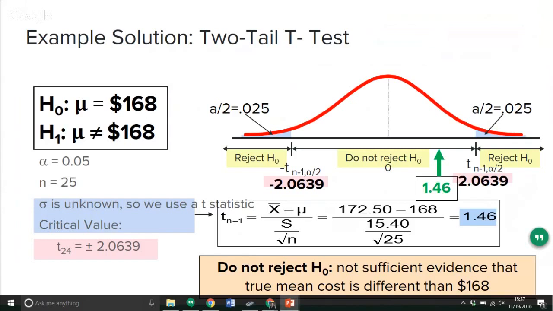And then we go and we find it out, and basically we find out that there's no significant evidence at those degrees of freedom, and the degrees of freedom are n-1, which is 25 minus 1, which is 24. So what we end up finding is that at 24 degrees of freedom, the critical value is plus or minus 2.0639, and 1.46 is not in there, so we don't reject the null hypothesis, which means there's no significant difference.